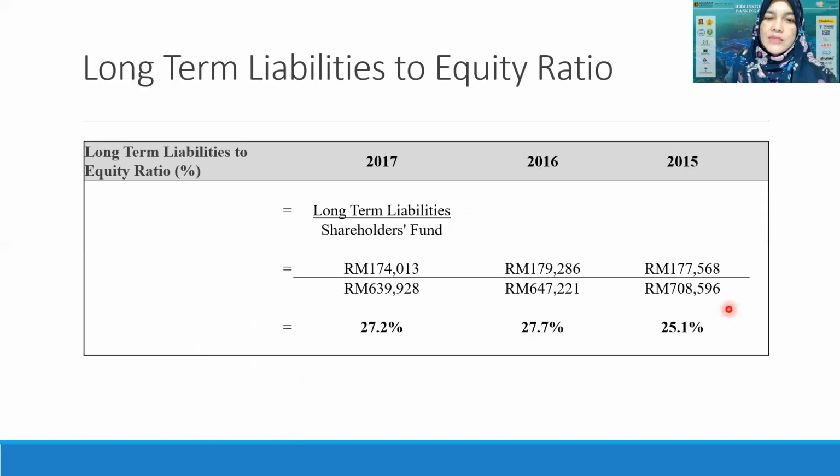So this is the example of Nestle: from 25.1 to 27.7 to 27.2. If you look at the shareholders' fund, from 708 to 604 to 739. So it is declining in the year 2017. The same goes for long-term liability as well, from 177 increased to 179 and decreased to 174. That's why the ratio also decreased to 27.2%.